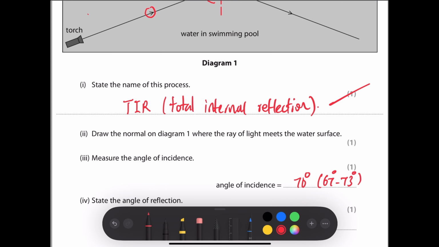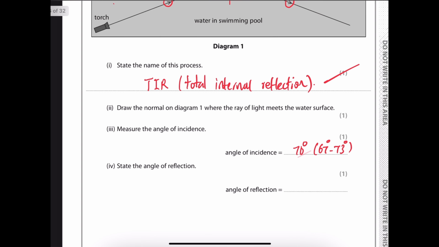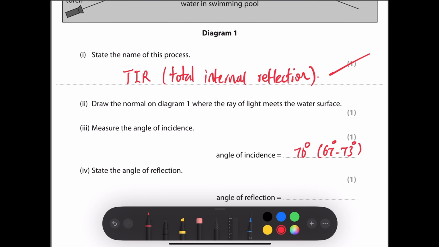The angle of reflection is the angle between the reflected ray and the normal. Where is the reflected ray? This is the reflected ray. Where is the angle of reflection? It is between the normal and the reflected ray. It must be equal to the angle of incidence. So using the protractor, it is going to be approximately 70 degrees. How many marks? I get 4 marks till now.